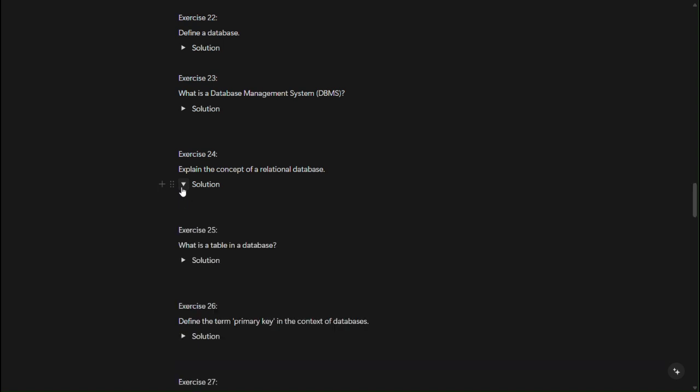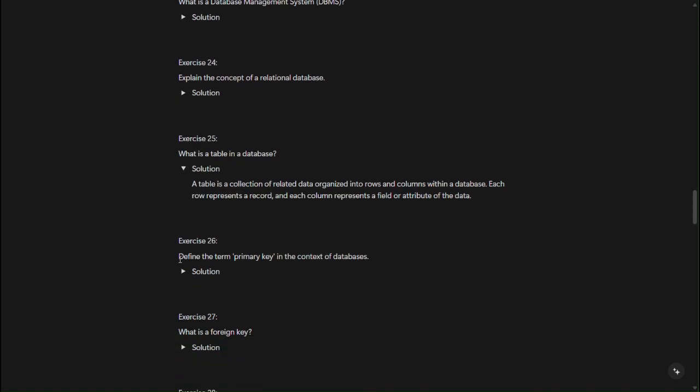Now, what is a table in a database? A table is a collection of related data organized into rows and columns within a database. Each row represents a record and each column represents a field or attribute of the data. The table in a database helps us to put our data and information clearly. For example, if I have a library, we can make a table to put the name of the book and the price.